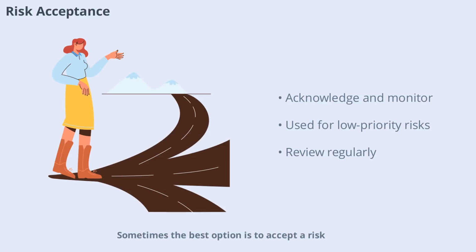Sometimes the best option is to accept a risk, especially if it's unlikely to occur or would have minimal impact. Risk acceptance means acknowledging the risk and deciding not to take any specific action other than monitoring it. This approach is often used for low-priority risks where the cost of mitigation outweighs the potential loss. It's important to document accepted risks and review them regularly.